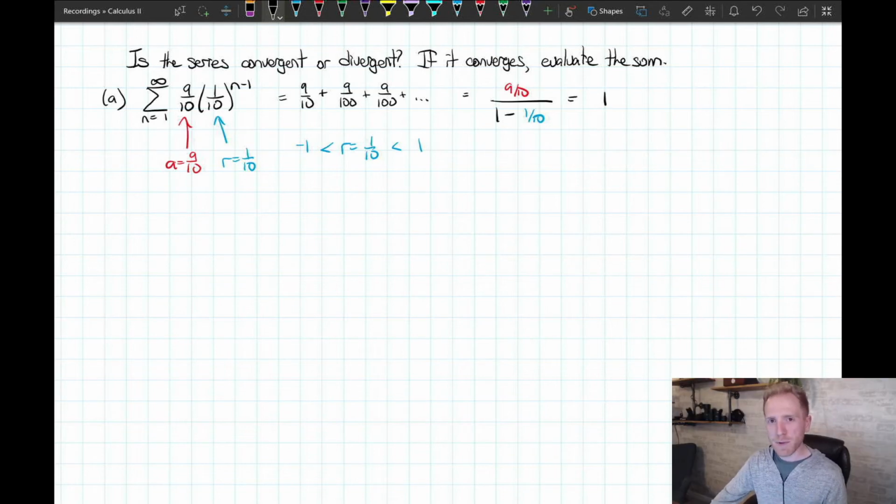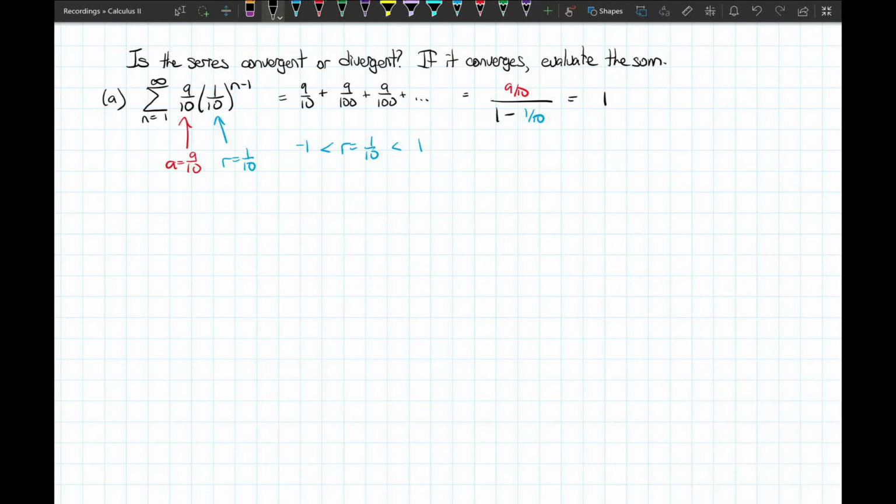Now, if you stop and think about this for a moment, it's actually kind of an interesting result. 9/10 plus 9/100 plus 9/1,000 and so on equals 1. That means that 0.9 plus 0.09 plus 0.009 and so on equals 1, which is actually proving here that 0.9 repeating equals 1. Kind of an interesting result.